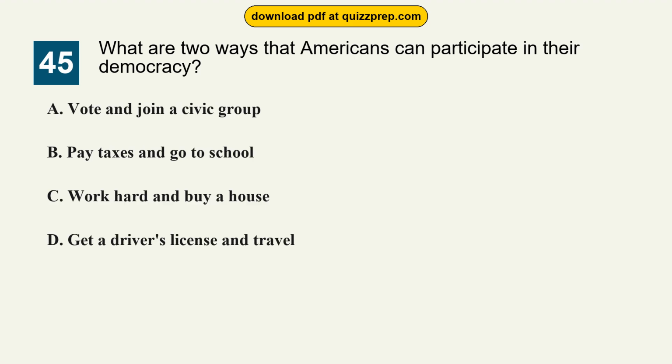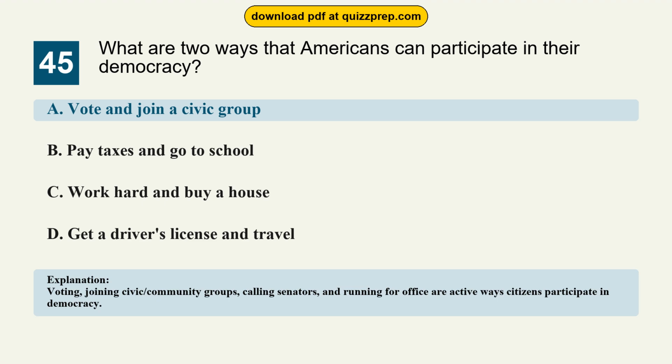Question 45. What are two ways that Americans can participate in their democracy? Option A, vote and join a civic group. Option B, pay taxes and go to school. Option C, work hard and buy a house. Option D, get a driver's license and travel. The correct answer is option A, vote and join a civic group. Voting, joining civic/community groups, calling senators, and running for office are active ways citizens participate in democracy.